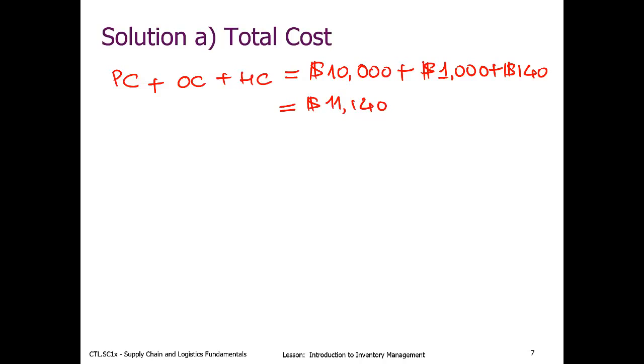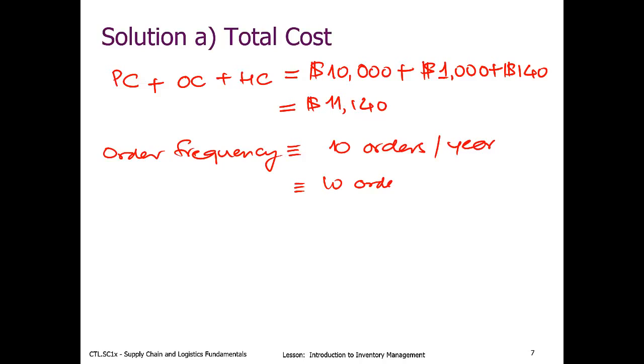And the last question that we had was, what is the order frequency? I think we have already calculated this, and let me do it one more time. So we are aware that we make 10 orders in a year, or you want to say 10 orders every 12 months, and essentially this means 1 order every 1.2 months, and that's our order frequency.